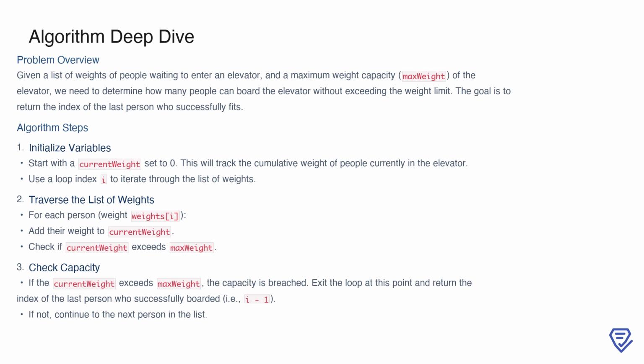To do this, we start by initializing a variable called current weight to 0, which will keep track of the cumulative weight of the individuals as they board. Using a loop index i, we traverse through the list of weights. For each person, we add their weight to current weight and immediately check if this total exceeds the elevator's maximum capacity. If it does, we stop processing further and return the index of the last person who fit successfully, which is i - 1. If the weight does not exceed the limit, we proceed to evaluate the next person in the list.